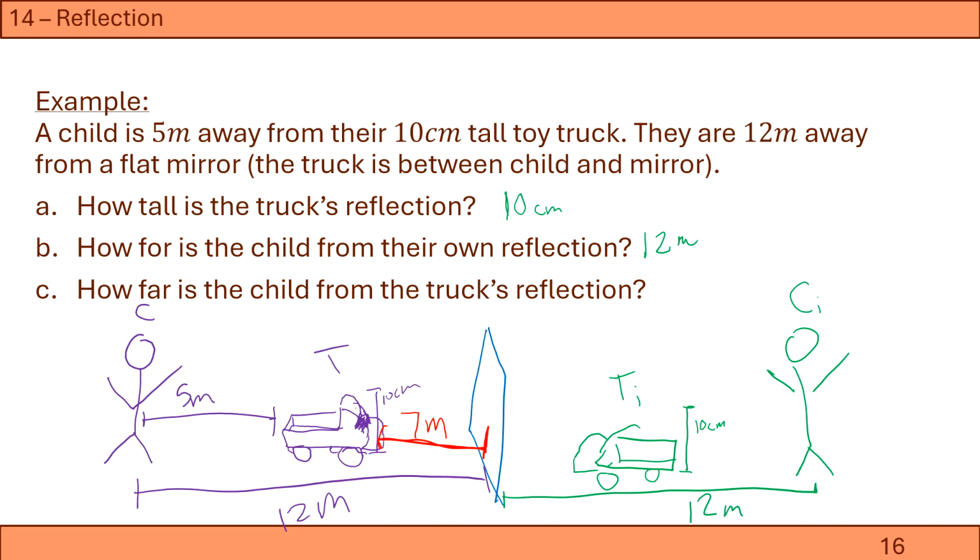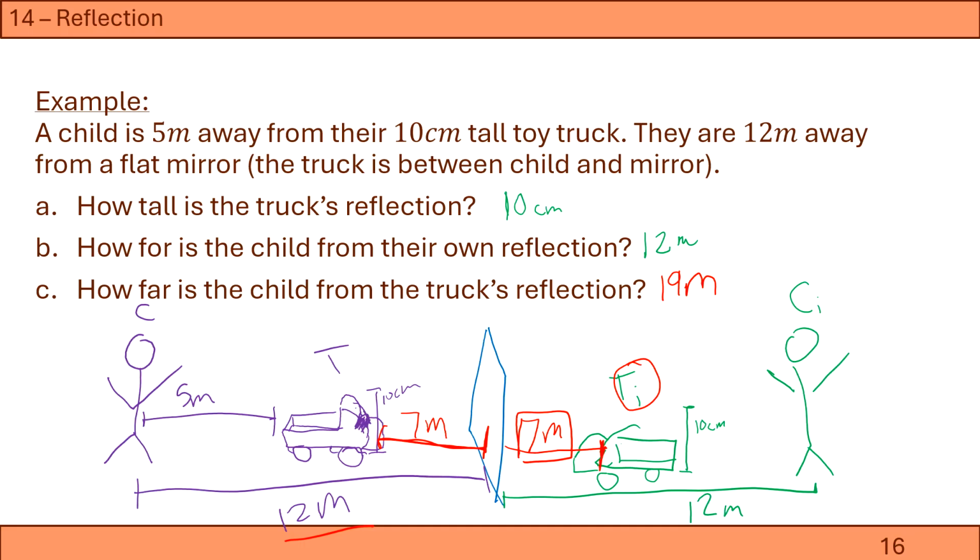And you see now why you have to draw the image, well, this whole picture, or else these kinds of questions aren't as easy. And then, since that's 7 meters, that means that this is 7 meters as well, the image from the mirror to the truck. And the question is, how far is the child from the truck's reflection? That's this guy. So 12 meters plus this 7 meters means that the distance together is 19 meters to the truck's reflection. Hopefully that one makes sense.